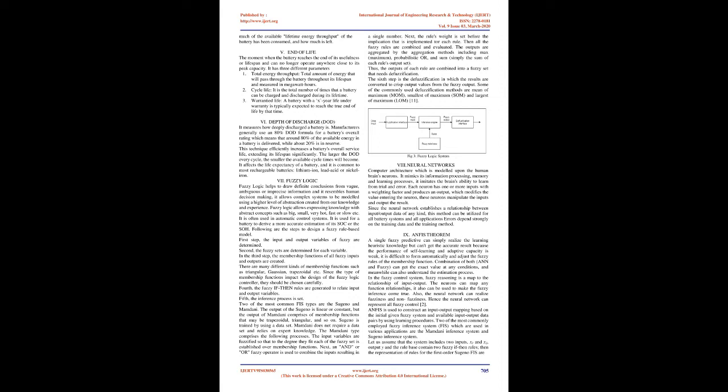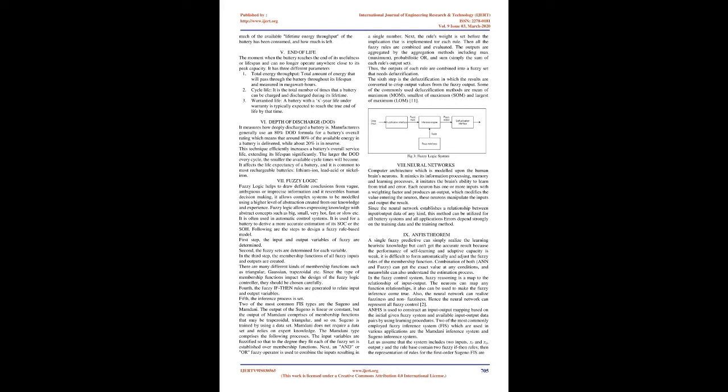5. End of life. The moment when the battery reaches the end of its usefulness or lifespan and can no longer operate anywhere close to its peak capacity. It has 3 different parameters. 1. Total energy throughput, the total amount of energy that will pass through the battery throughout its lifespan, measured in megawatt-hours. 2. Cycle life, the total number of times that a battery can be charged and discharged during its lifetime. 3. Warranted life, a battery with an X-year life under warranty is typically expected to reach the true end of life by that time.